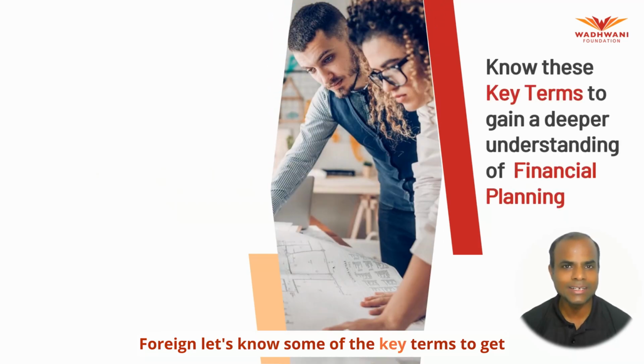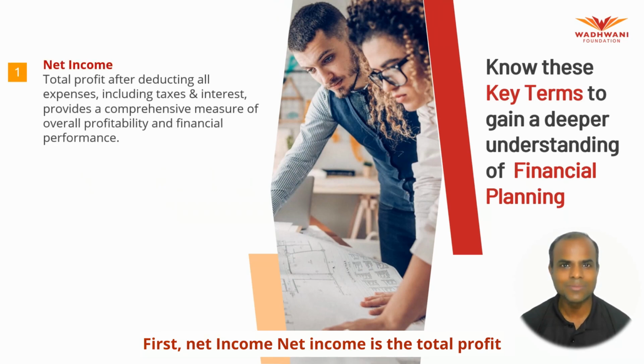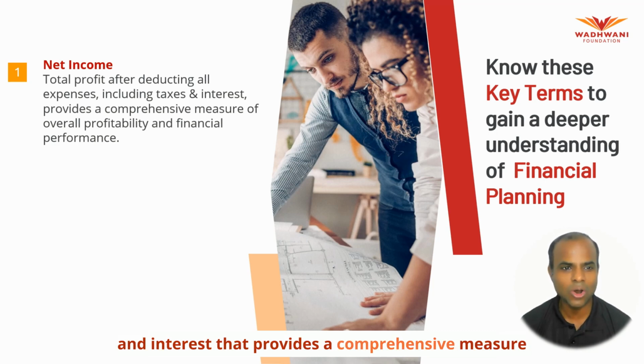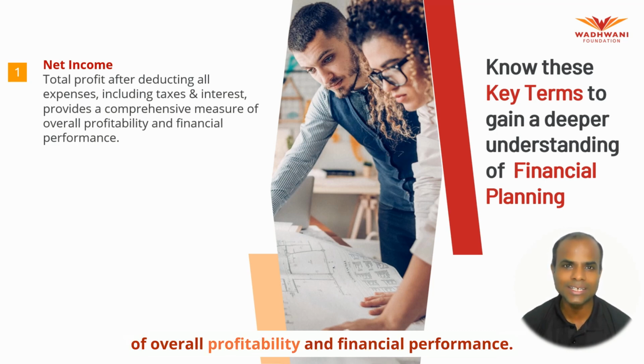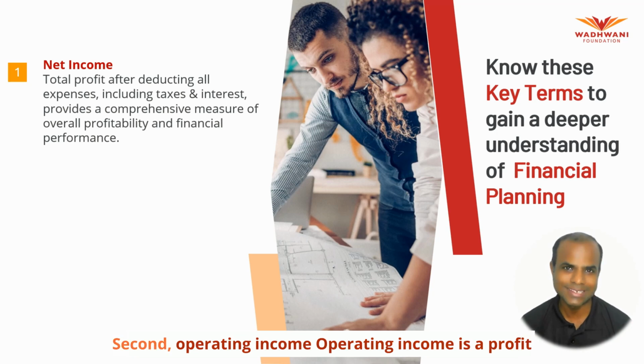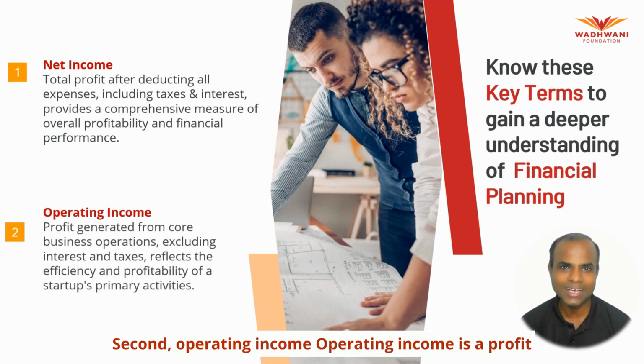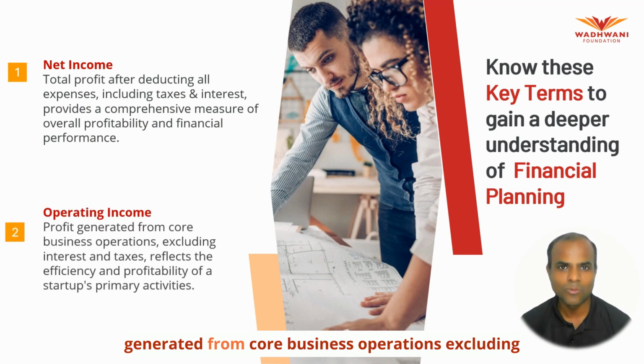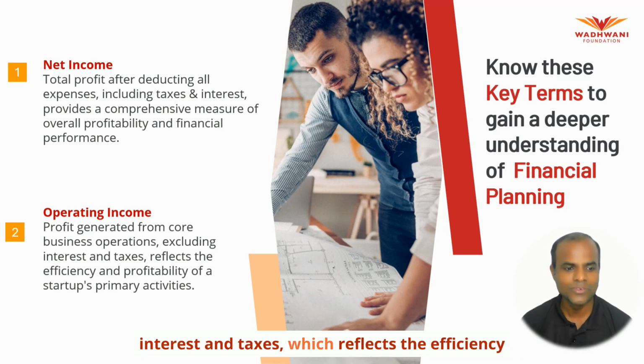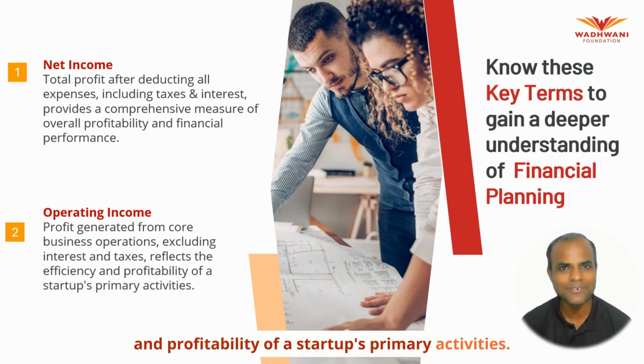Let's know some of the key terms to get a deeper understanding about financial planning. First, net income. Net income is the total profit after deducting all expenses, including taxes and interest, that provides a comprehensive measure of overall profitability and financial performance. Second, operating income. Operating income is a profit generated from core business operations, excluding interest and taxes, which reflects the efficiency and profitability of a startup's primary activities.